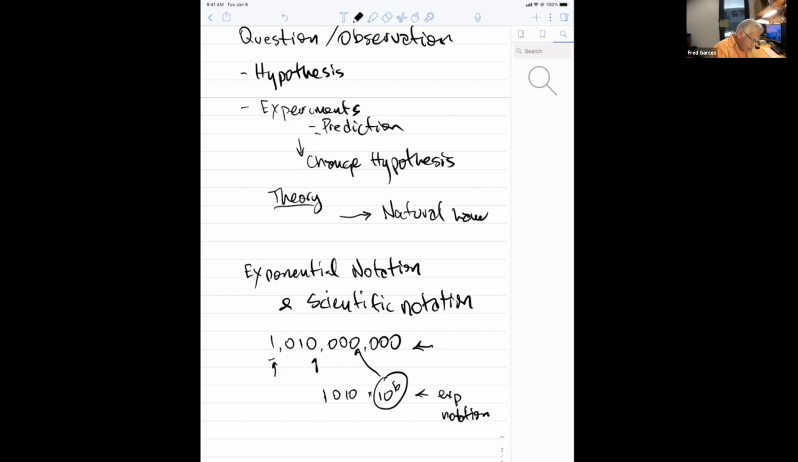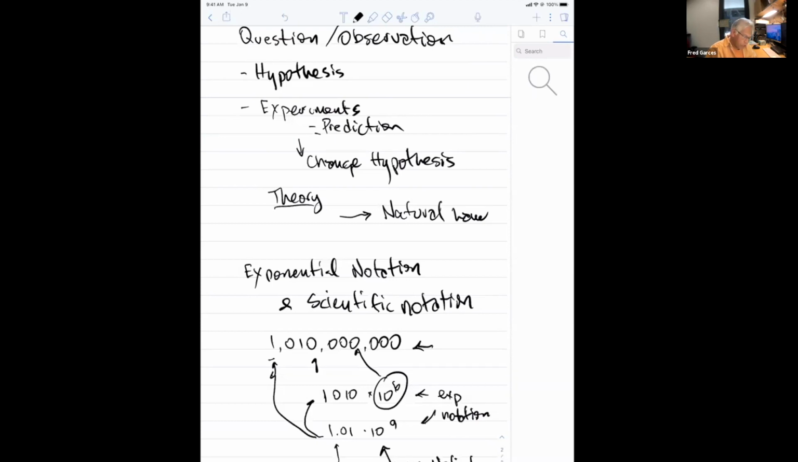Okay, you could also write this number as 1.01 times 10 to the 9th. And so writing it as 1.01 times 10 to the 9th is the same as that, but the difference between both of these is that both of these are exponential notation, and only this number is scientific notation. Now, what makes this number scientific notation? The fact that the decimal point is just to the right of the leftmost number.